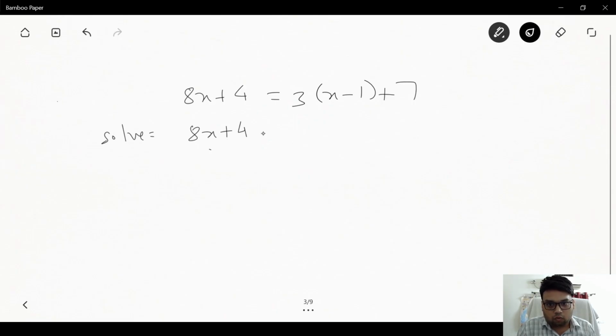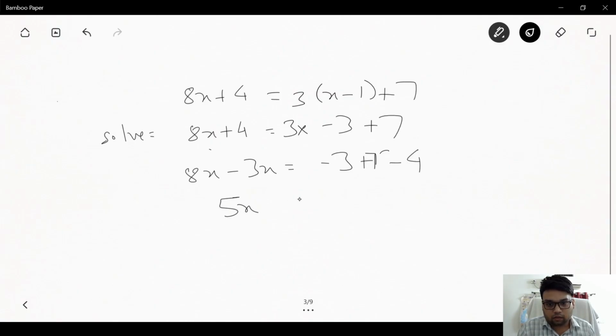8x plus 4 is equal to, firstly remove the bracket, 3 into x minus 3 plus 7. Now keep x on one side and the constant on the other side. So 8x minus 3x is equal to minus 3 plus 7 minus 4. Now 8x minus 3x will be 5x.